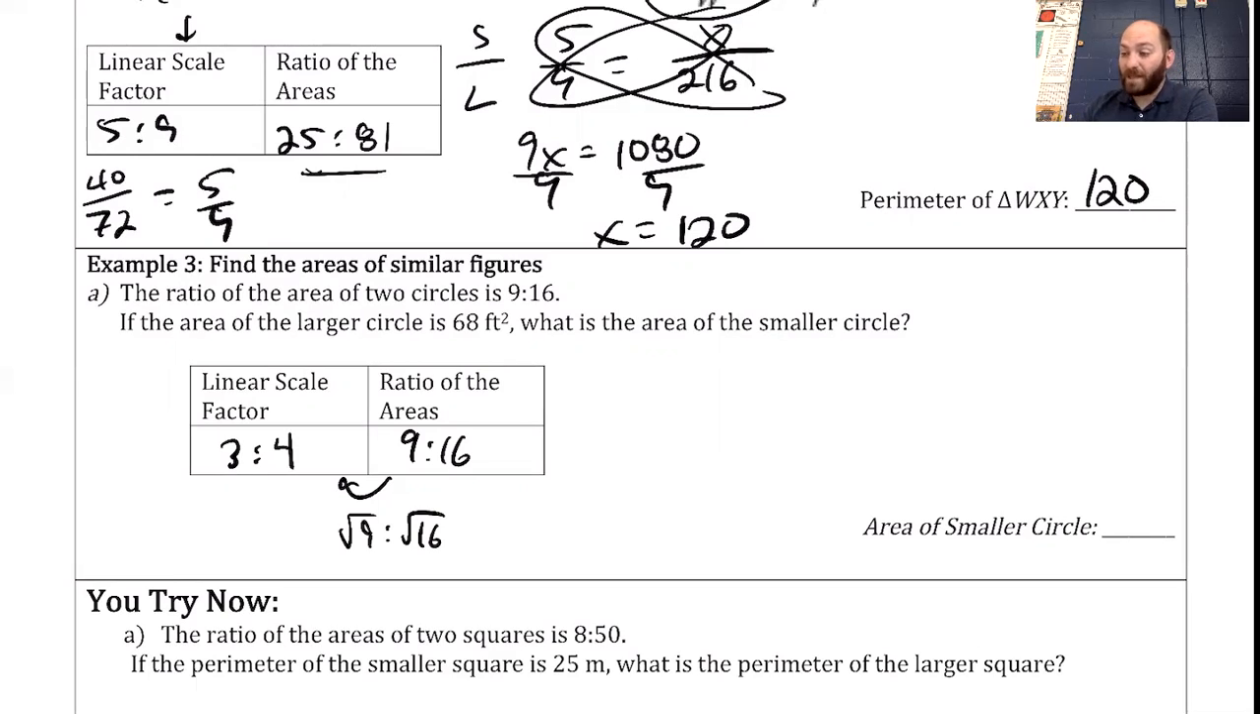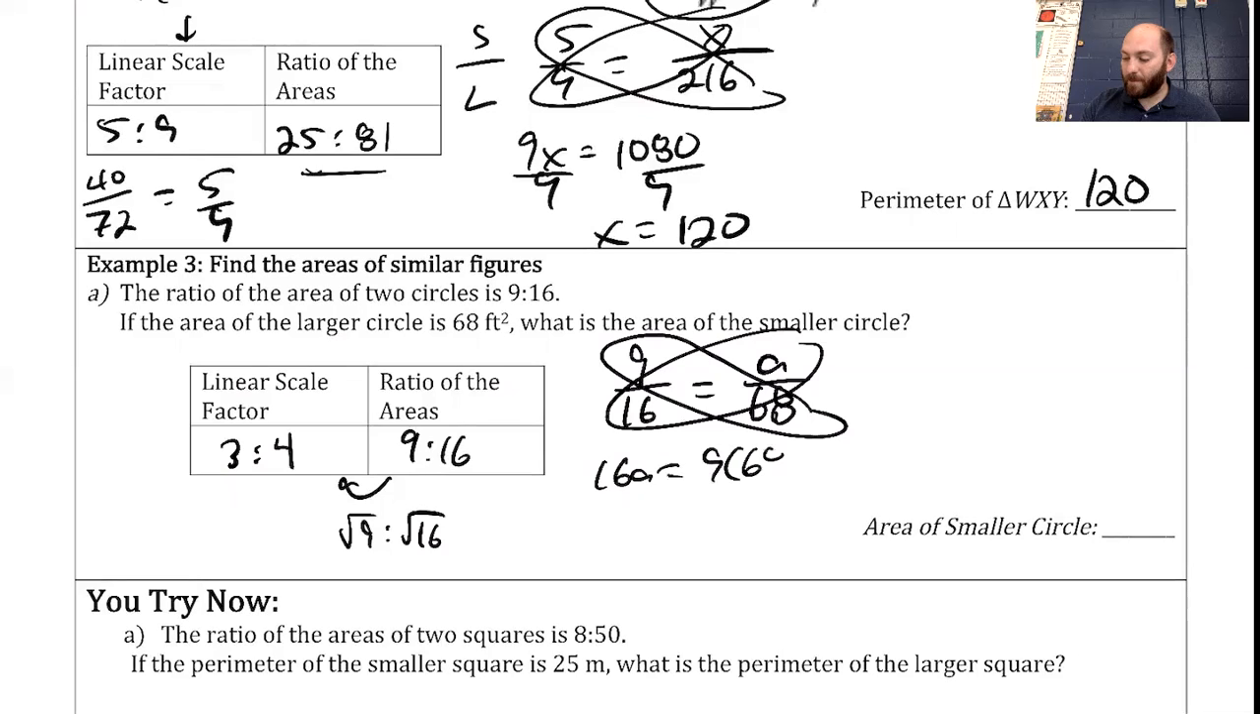Now, again, I don't need that information because the question is saying what is the area of the smaller circle? Well, I already have all the information I need. Small over large. Small is the unknown area, so I'll just call that A. 68 is the known area, so I'll put that on the bottom there, small over large. So we've got 9 times 68, 16 times A. Multiply those together, 9 times 68 gives me 612. Divide by 16, and I get 38.25 square feet.